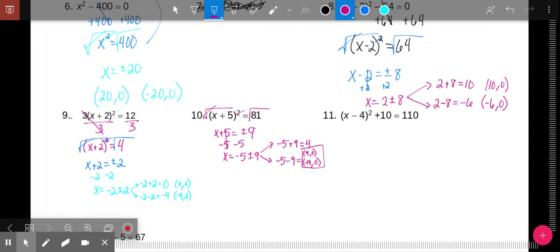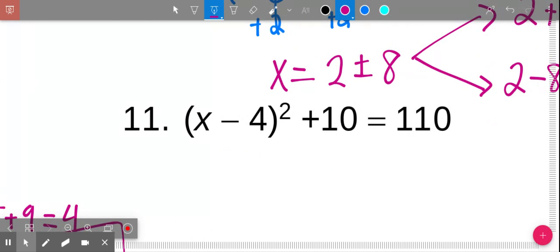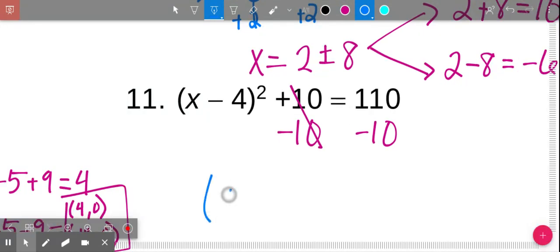All right, look at number 11. We're almost done, guys. We have x minus 4 squared plus 10 equals 110. So the only thing we have to get rid of first is that plus 10. So we're going to start by subtracting the 10 over. That'll cancel, which is good. That's what we wanted to happen. And then we'll have x minus 4 squared is equal to 110 minus 10 gives me 100.